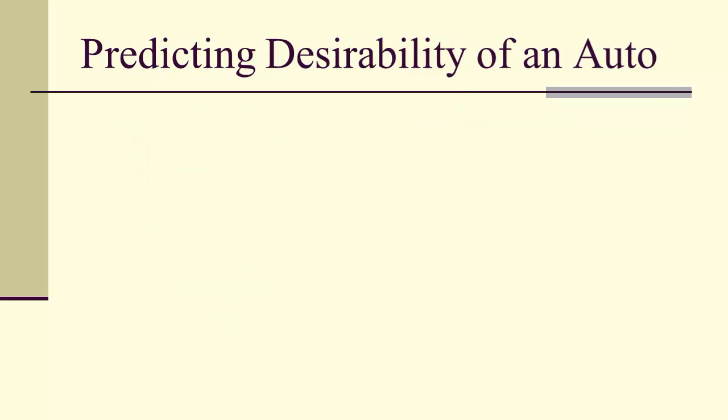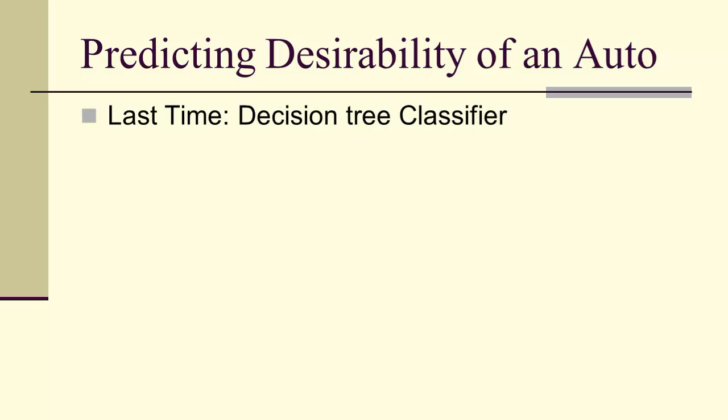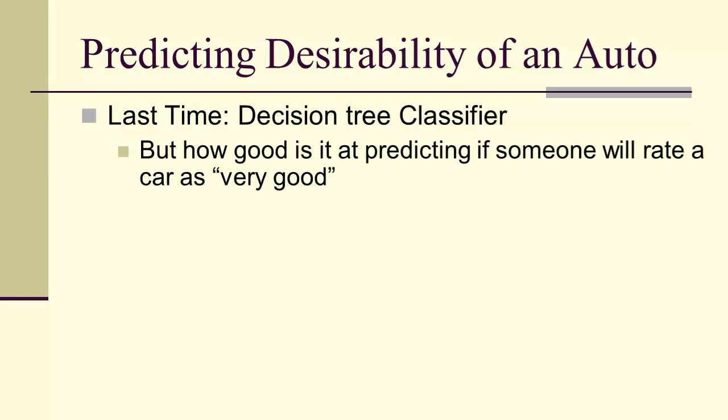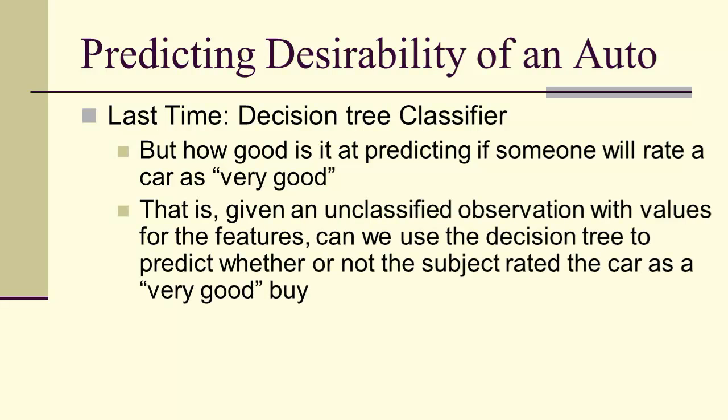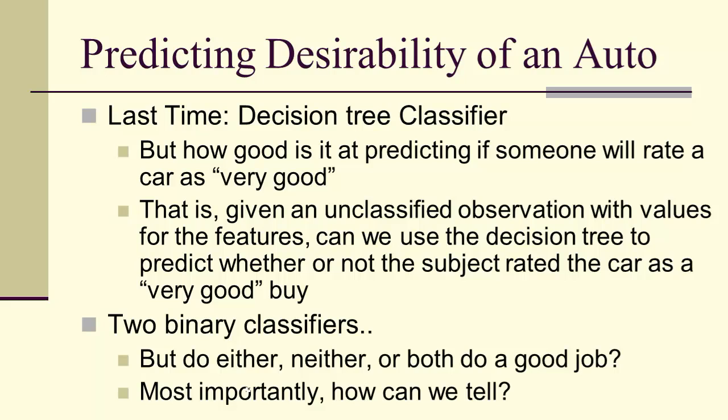We also looked at predicting the desirability of an automobile. We used a decision tree classifier last time. But how good is it at predicting if somebody's going to rate a given car very good based on the features that car has? That is, if we've got an unclassified observation, and we know what the features are, but we don't know what class it's in, can we use the decision tree to reliably predict whether or not that will be a person who rates the car as a very good buy or not?